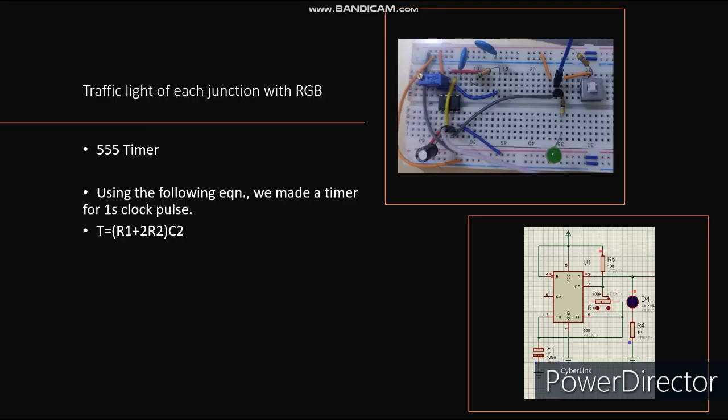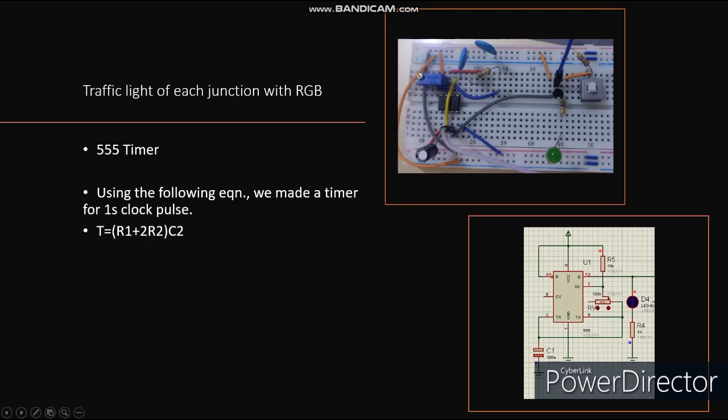Let's go to the logic circuit part of our design. Here first we use a 555 timer to get the red and green signals for the transportation traffic signal part, and we generate a clock pulse of 1 second, which is defined by R1 plus 2 R2 into C2.